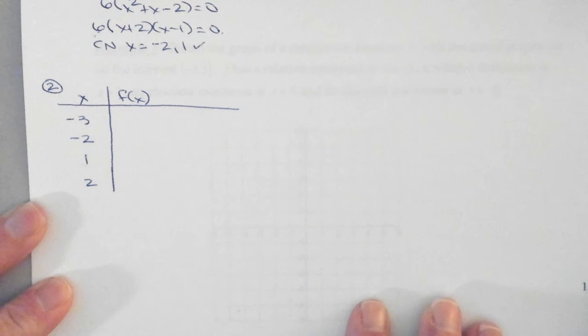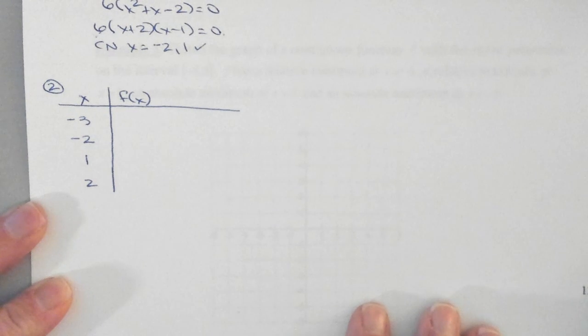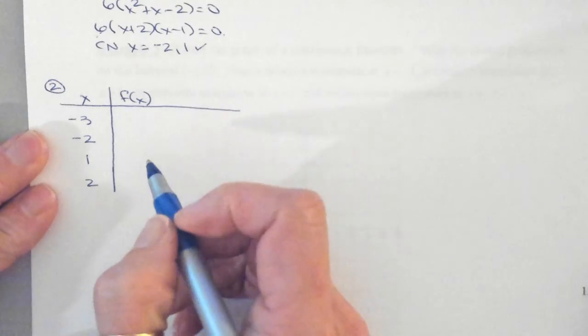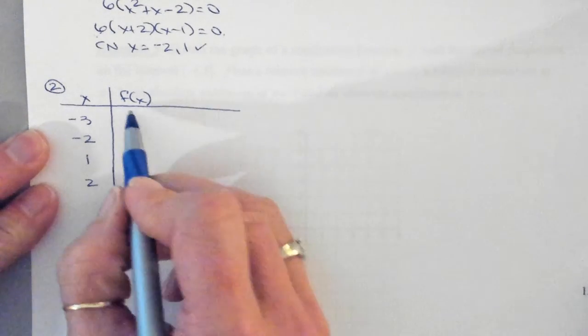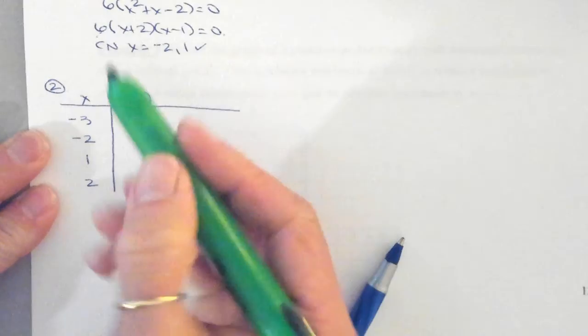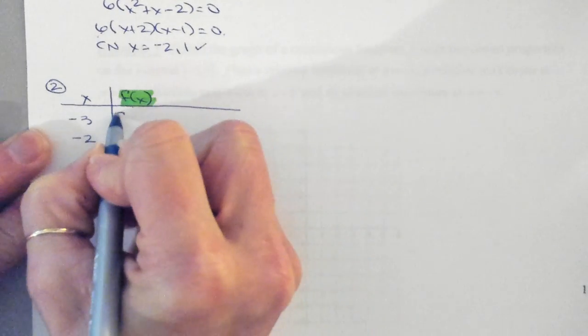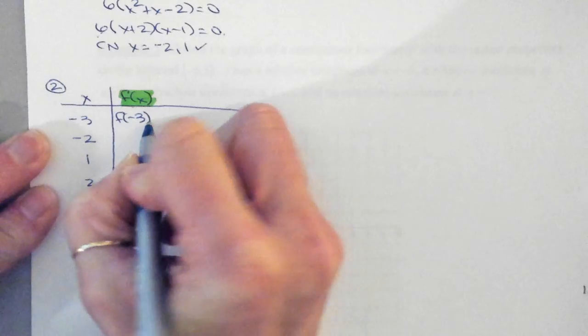So this is where it can get kind of cumbersome because you actually have to plug in. So we're using the original function, f of x. Okay, we are not using f prime. We're using f of x. It's right here. All right, so this is what we're going to do. We're going to evaluate f of negative 3, and we're going to plug in.